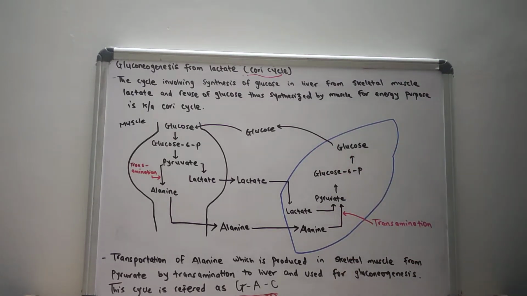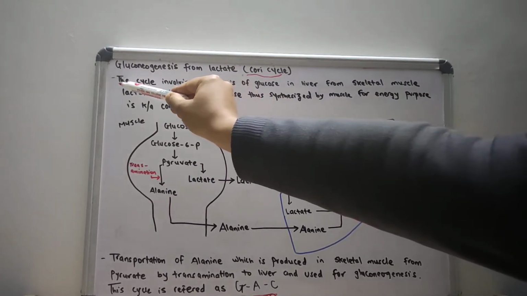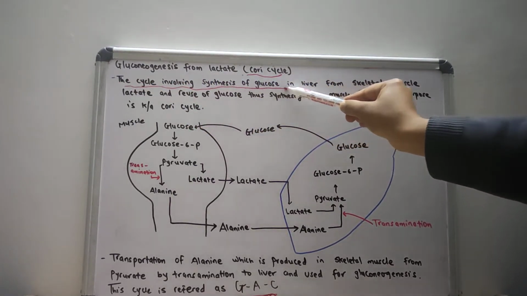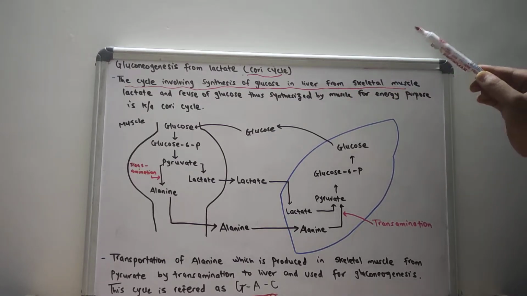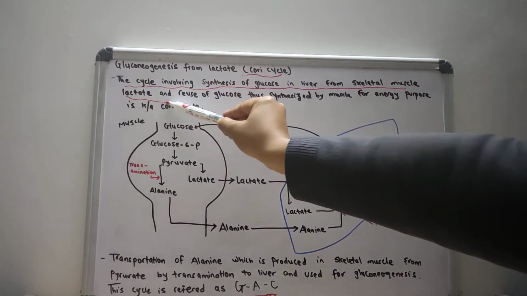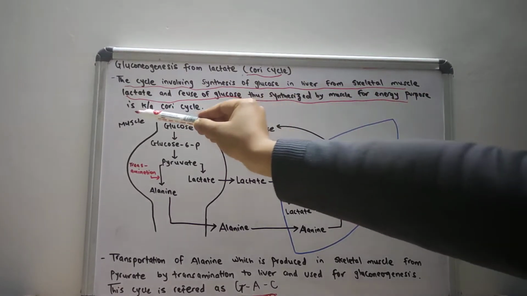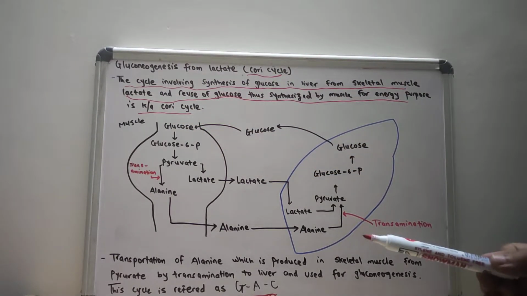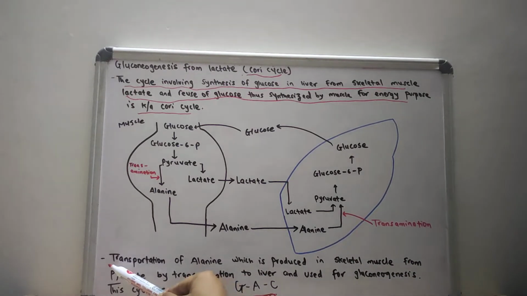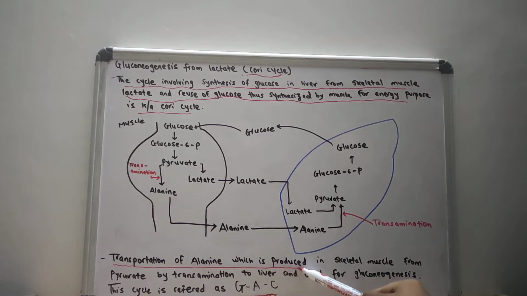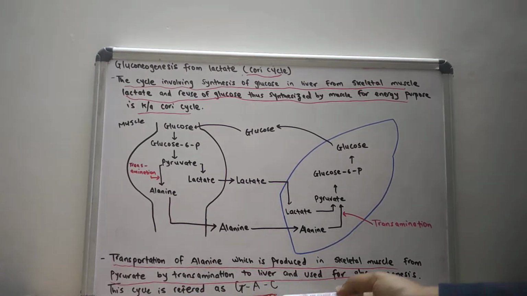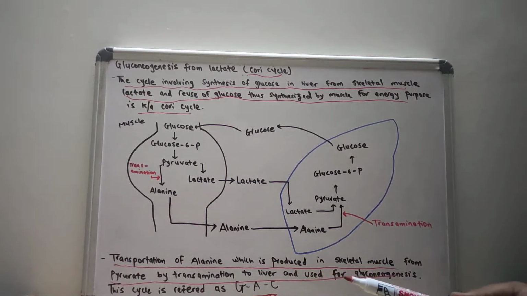cycle. The cycle involving synthesis of glucose in the liver from the skeletal muscle lactate, and reuse of the glucose synthesized by the liver for energy purposes by the muscle, is known as the Cori cycle. And the transportation of alanine, which is produced in the skeletal muscle from pyruvate by transamination, to the liver, where it is used for gluconeogenesis, is referred to as the glucose alanine cycle.